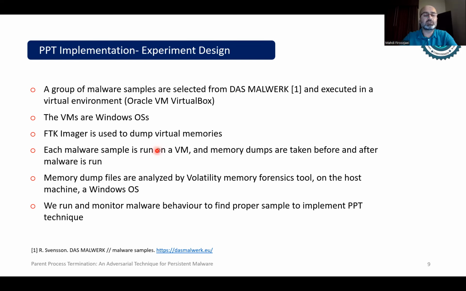To get the memory dump, we use FTK Imager, and all malware artifacts we analyze in a Windows machine, using Volatility memory forensics for analyzing the memory dump. We use Volatility because it is open source and also a very well-known memory forensic tool used in OT systems and also IT systems.